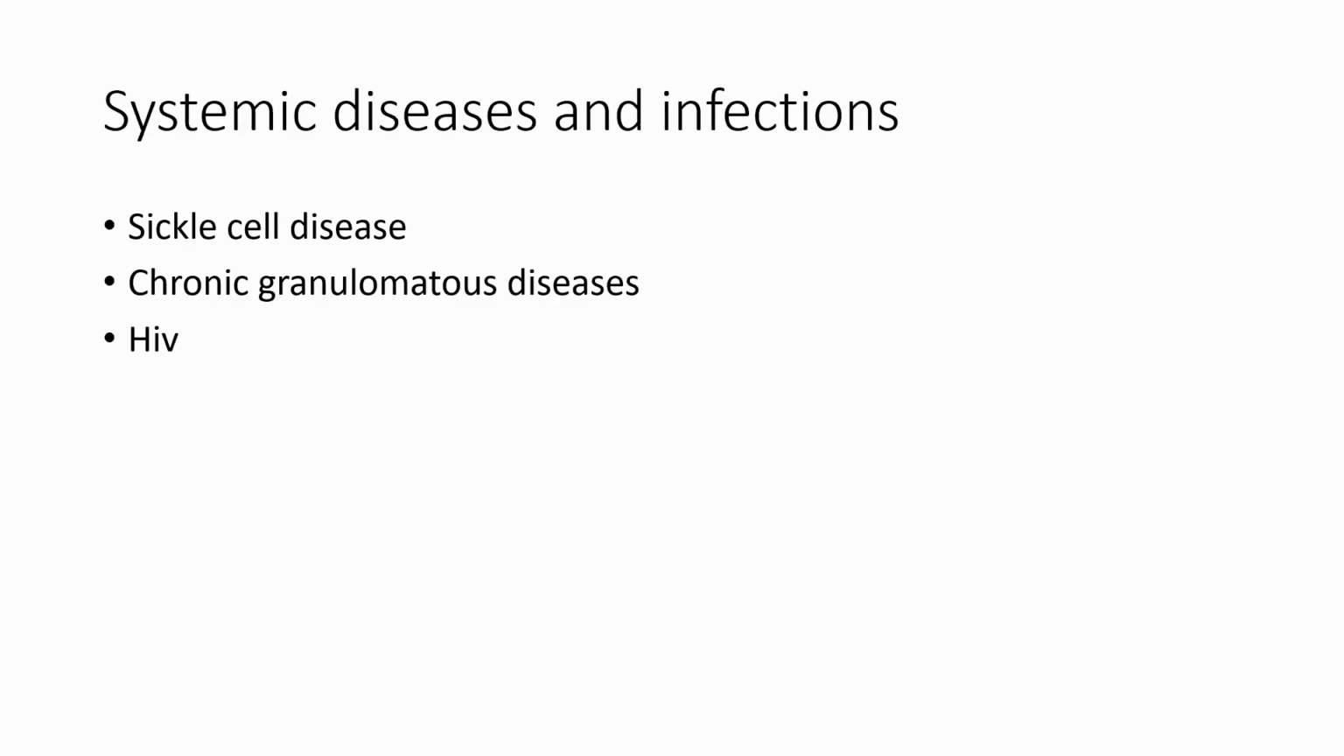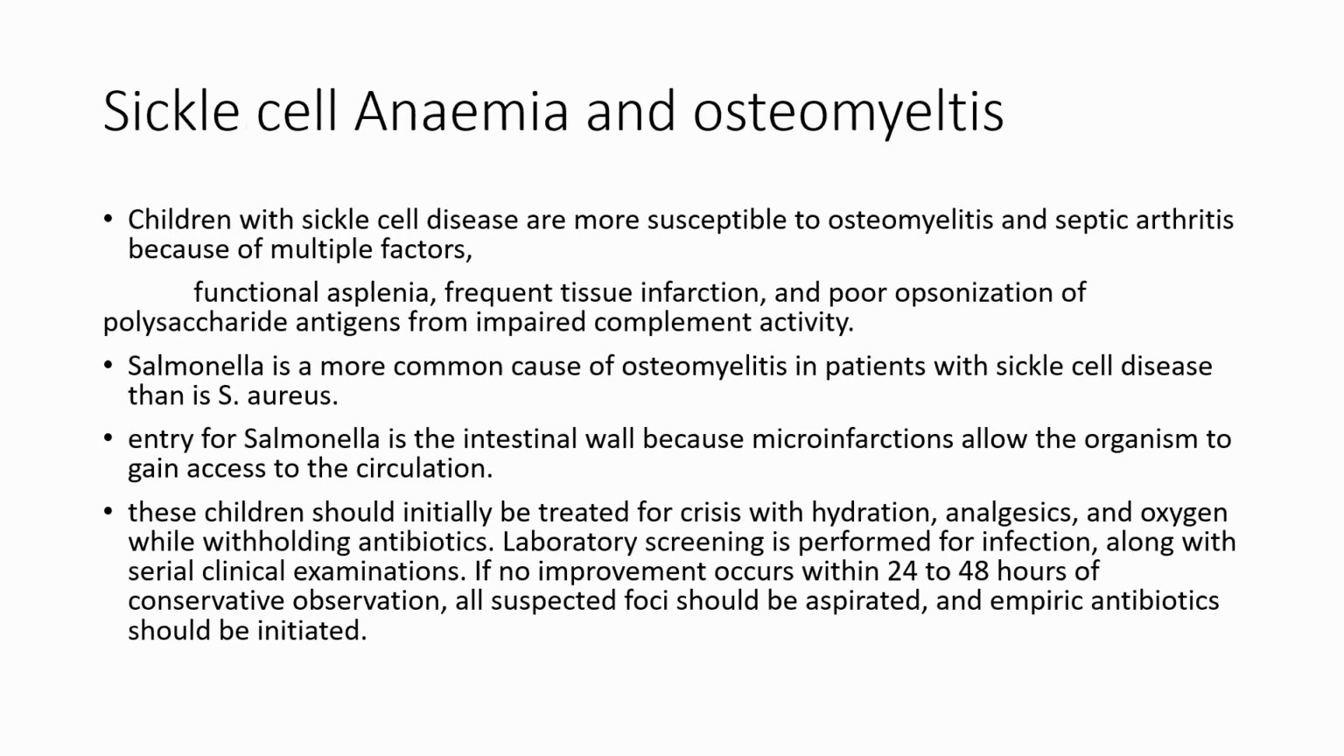In systemic disease and infections, I'm talking about sickle cell disease. The others which have to be taken care of are chronic granulomatous disease and HIV. Next slide. Sickle cell anemia and osteomyelitis.